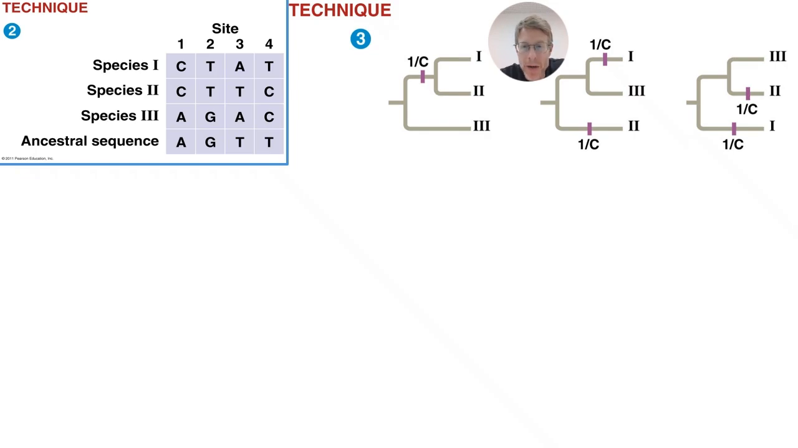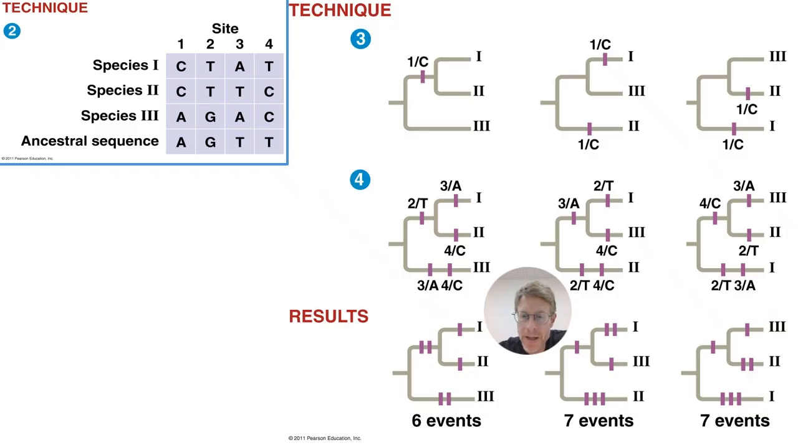But of course, that's just looking at 1 site, like 1 position in the gene. We should look at more sites. So let's look at site 2 and 3 and 4. And so you can see here, adding in sites 2 and 3 and 4, for the tree on your left, you can explain it with 6 events occurring. The other 2 take 7 events, 7 changes.